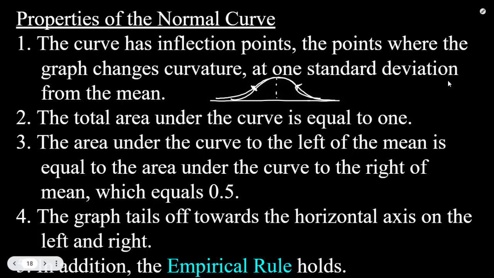Number 4, the graph tails off towards the horizontal axis to the left and the right. Now in my picture, you can't really tell, but this actually never touches the x-axis. It continues going very, very close to the x-axis, but never quite touches it. It just flattens off near the zero line there, but it never actually touches because your probabilities on those are never actually zero. They're just very, very, very small as you move really far to the left and really far to the right. And then finally, number 5, the empirical rule will hold, and that was the rule that we had seen a couple chapters ago, and we're going to revisit that in this section.